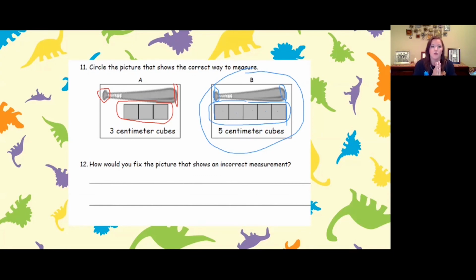So for the next part of this equation though, it asks, how would you fix the picture that shows an incorrect measurement? So think about what we just did, how we found if it was accurate or not, and what would you change for picture A? Nice job. You would fix it by pushing the cubes to one endpoint or the other, because they have to be starting at an endpoint, or else we won't get an accurate measurement. Nice job.